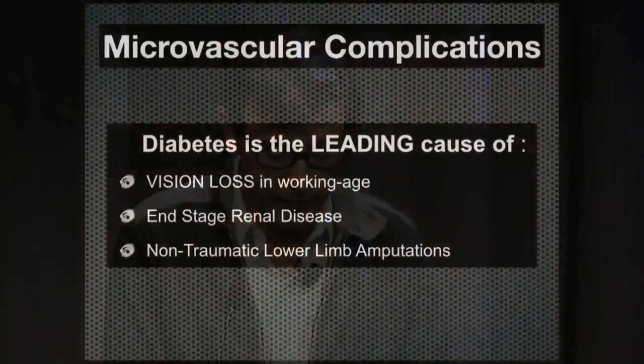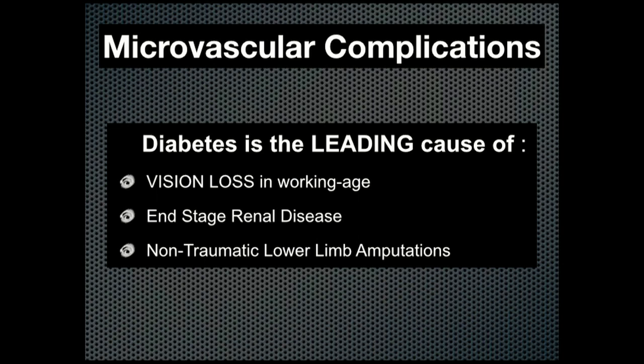Diabetes is the leading cause of vision loss in working age adults. It's the commonest cause of end-stage kidney failure and of non-traumatic lower limb amputations, because the blood vessels basically become destroyed when the body's glucose becomes awry.